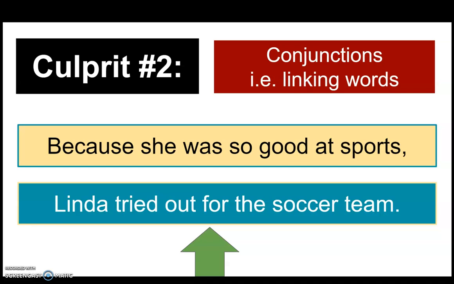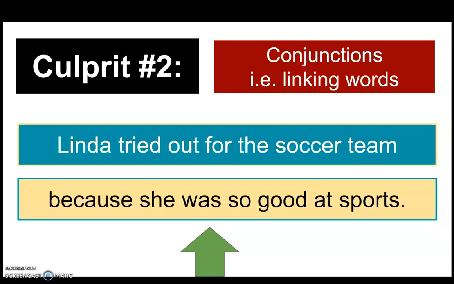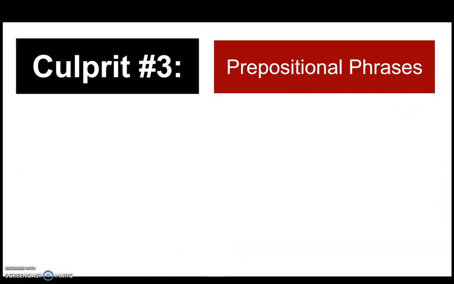Because she was so good at sports, Linda tried out for the soccer team. Notice that we have our comma here: because she was so good at sports, comma, Linda tried out for the soccer team. But if we rearrange the order, Linda tried out for the soccer team because she was so good at sports, we actually don't include a comma between those two. You can still rearrange them, but they need to be punctuated slightly differently.